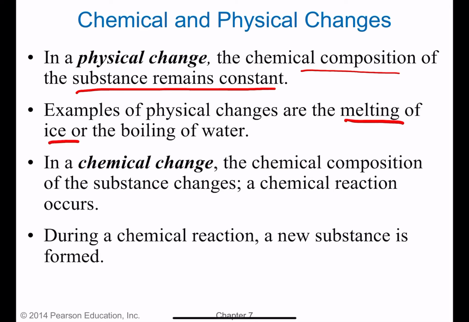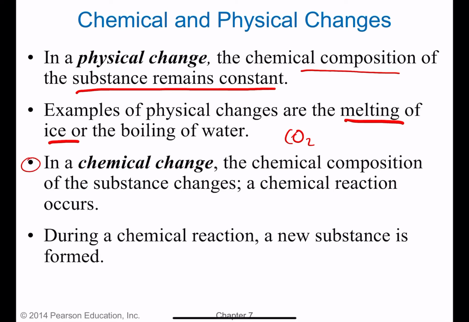Another example, melting ice, boiling water. Another example we could do, dry ice. So CO2, if you buy it in the solid cold form from the grocery store, we call that dry ice, and it sublimes into gaseous CO2. That's another example of a physical change because it's still carbon dioxide before and after.